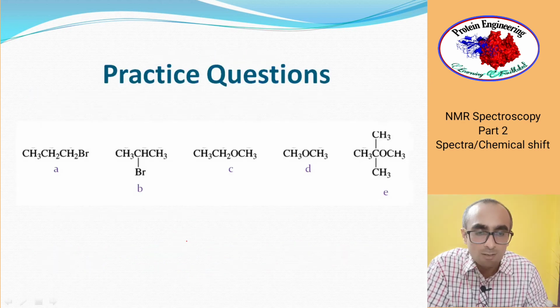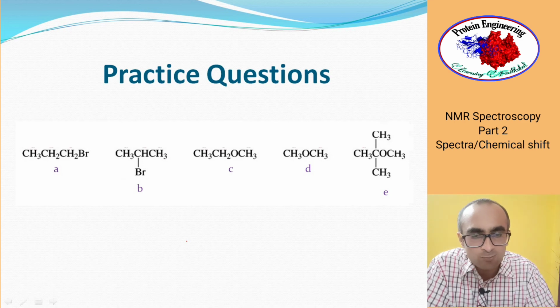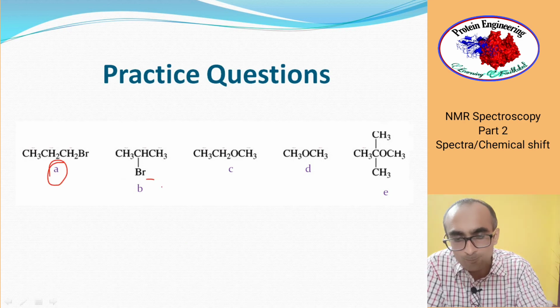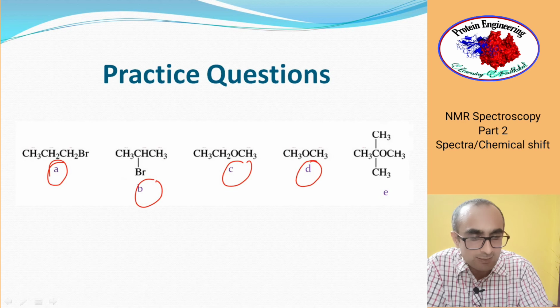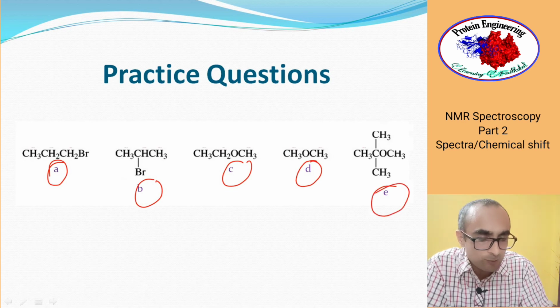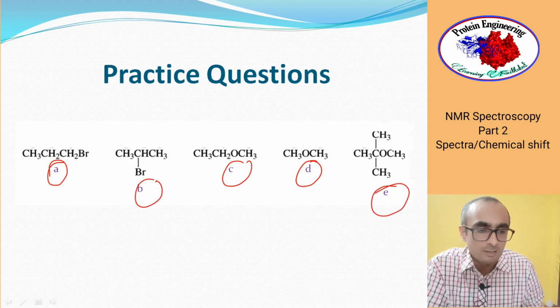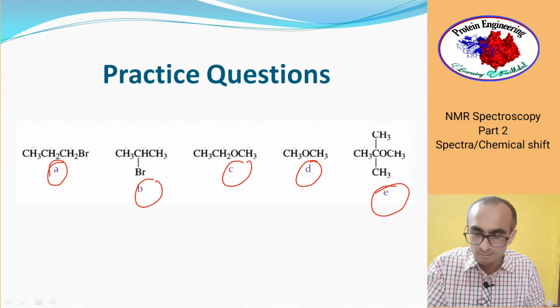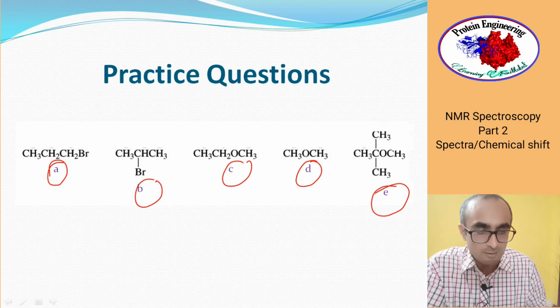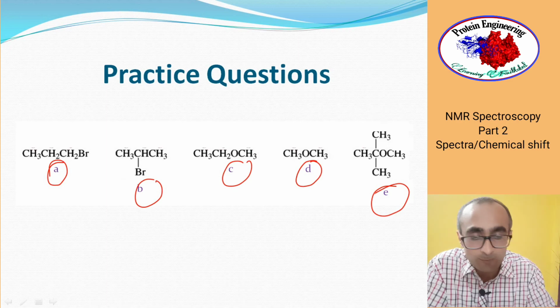So you can practice how many peaks you would get in NMR spectra from these compounds A, B, C, D and E. You can try to practice them, and if you have any doubt you can write in the chat box. Maybe I can help you to elucidate the number of peaks you would get from these compounds in H1 NMR spectra.